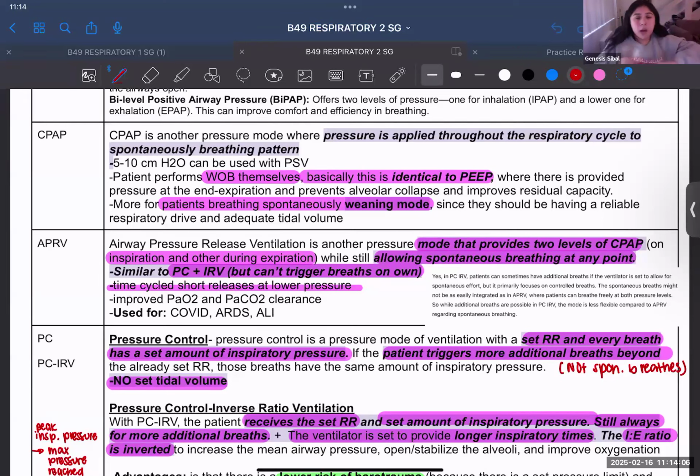This one's kind of a step down from pressure control and from pressure control inverse ratio, because basically they can still kind of breathe on their own. They're still spontaneously breathing. And we have different settings because not every single patient needs the harshest vent if they can sort of breathe on their own. Because then you're taking away the work that they're doing.